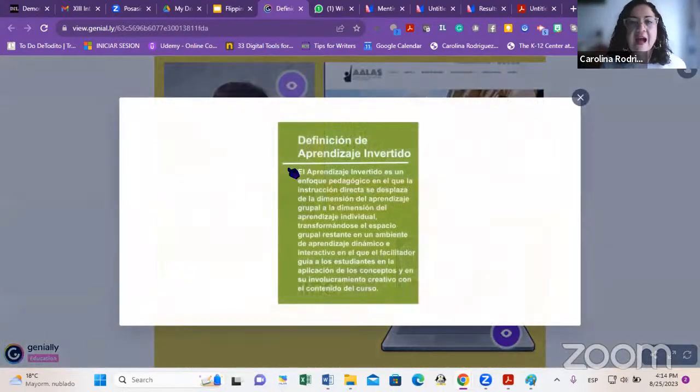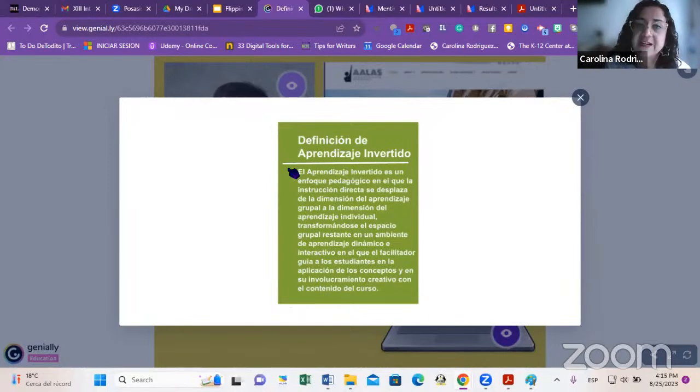So let's get started. According to the Flipped Learning Network, flipped learning is a pedagogical approach in which direct instruction, meaning the teacher talking to the students, is moved from the group learning space to the individual learning space. While the group learning space, meaning the classroom, transforms into a dynamic, interactive, and different scenario where the teacher becomes a facilitator or guide while students apply the concepts directly in more creative and meaningful ways, right?